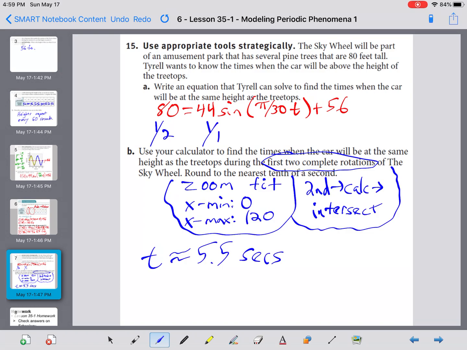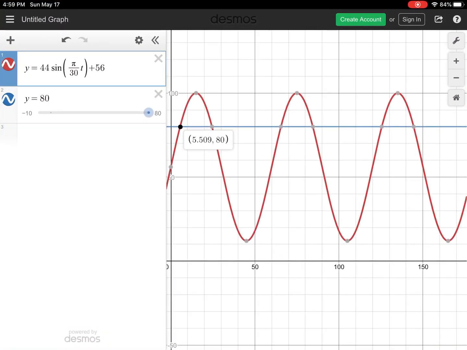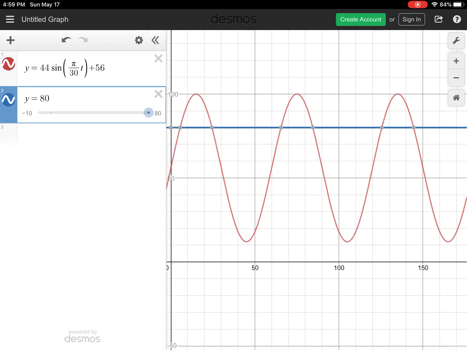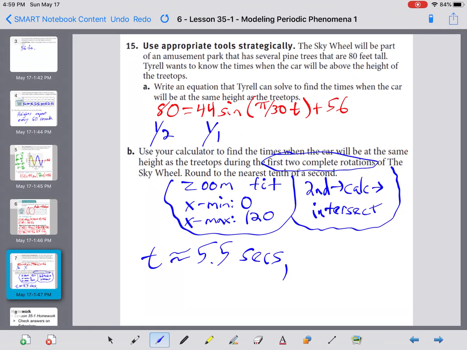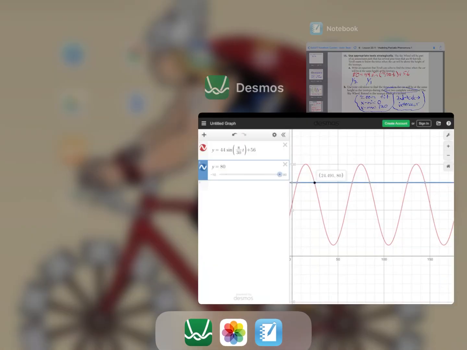And this wants the time at the same height as the treetop, so we don't want any kind of intervals. We just want the times. So 5.5 seconds. I go back here. The next time it hits 80 is right there at 24.5 seconds. And again, if you're doing this on the TI, you're doing second calc intersect.